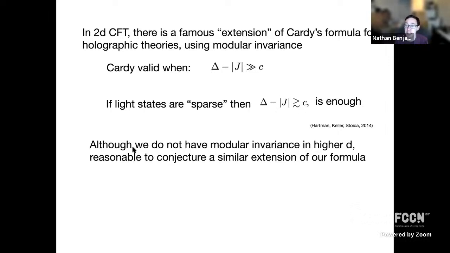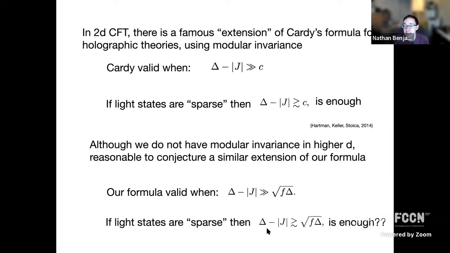So it's very reasonable to conjecture that some similar extension will exist in higher dimensions. Our formula is valid when the twist is much bigger than square root of F times delta, but it's reasonable to conjecture that if there's some holographic condition, maybe sparseness, maybe chaos, maybe a gap in the higher spin sector, then we can extend our entropy formula to scale parametrically like square root of F delta with an order 1 number, to match where the black holes are stable. I find this very suggestive because on a technical level, the calculation needed to get this scaling for the CFT and for the black holes is completely different, but they give the same functional form. So I think that's quite suggestive. It could just be a coincidence, but I don't think it is.